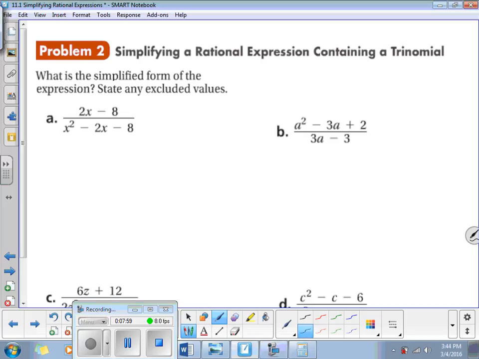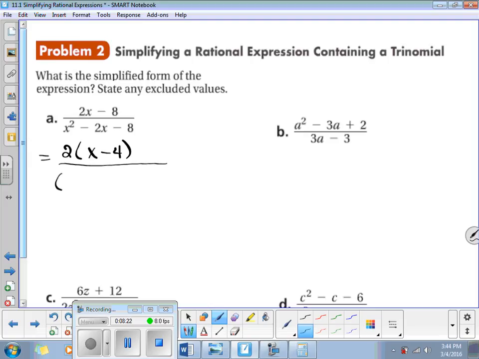I can factor out a 2, right? So we factor out the 2, and we're left with x minus 4. In the denominator, we have a trinomial. Do I know how to factor a trinomial? Yes. On this one, I'm going to go ahead and use the x method.